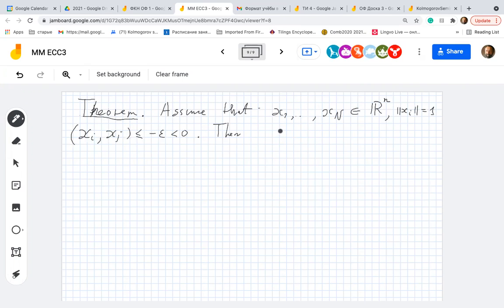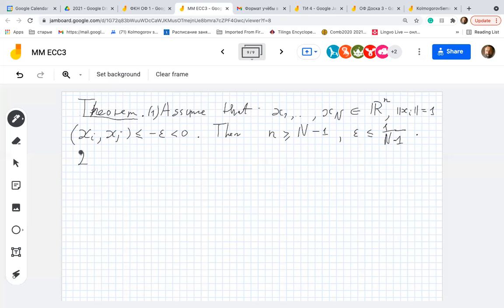Then the theorem claims that, first of all, the dimension should be at least N-1. In other words, the number of vectors should be at most the dimension plus 1, and epsilon can't be very large. Epsilon is at most 1 over N-1. It is easy to memorize. Everywhere we have N-1. So in the lower bound for the dimension, we have just N-1. In the upper bound for epsilon, we have the inverse of N-1. So this is the necessary condition.